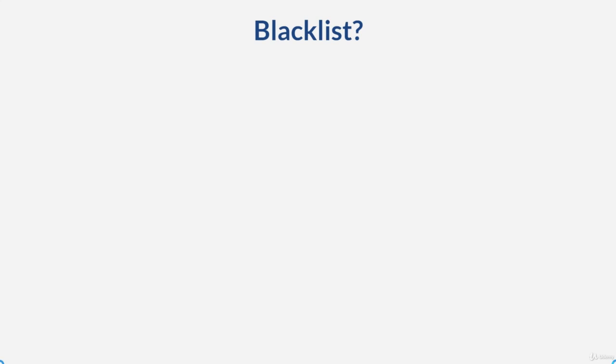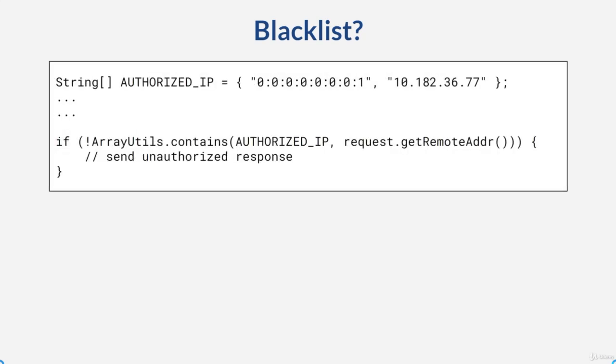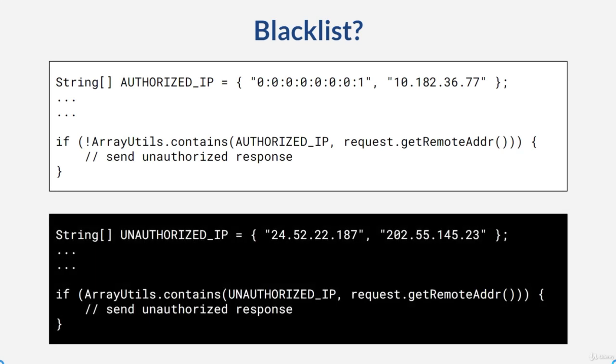I want to emphasize that IP restriction is better not implemented in the application code. But if you have to, you have already seen the whitelist filter example. To get a blacklist filter, you only need to reverse the logic like this.